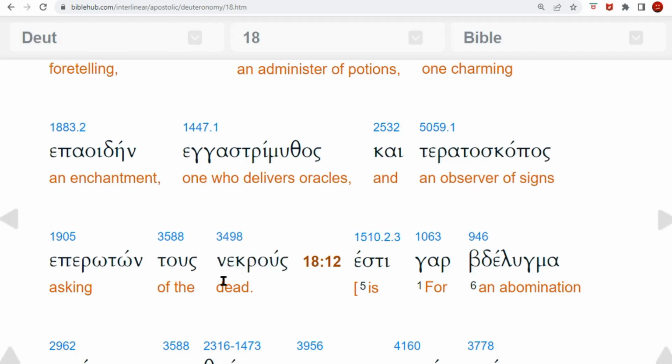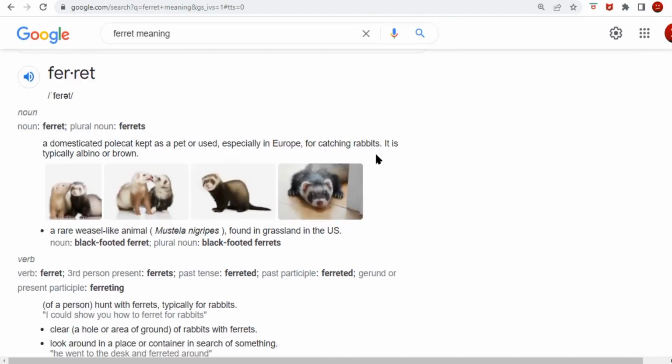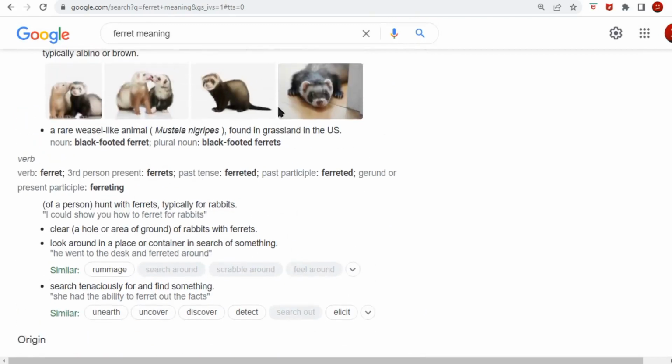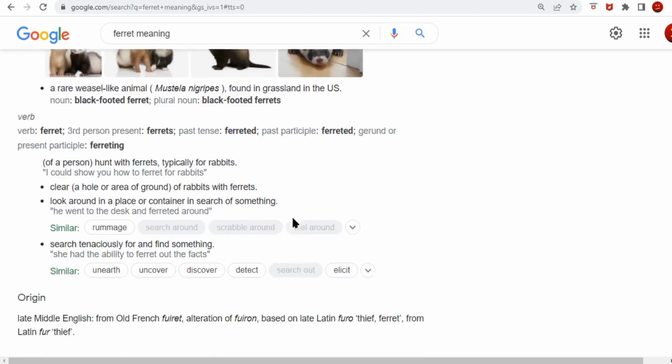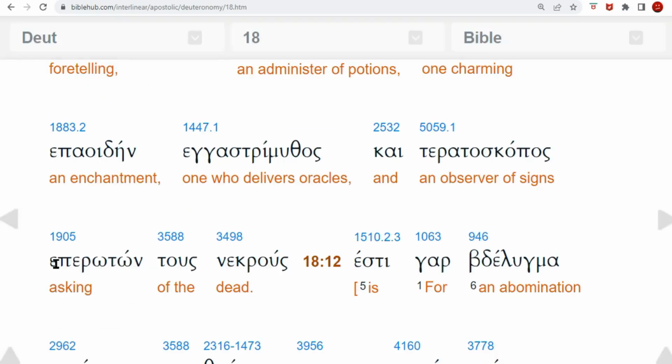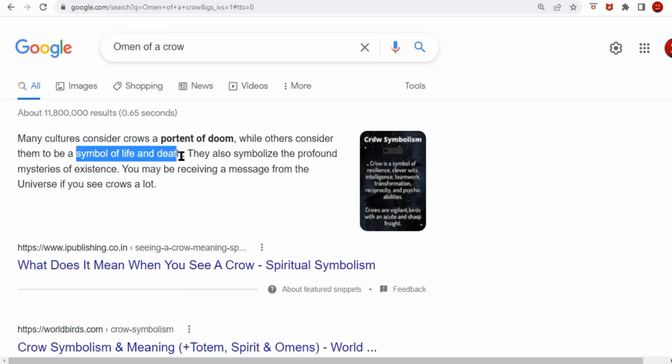If you read this necros because you don't know how to read this NE is a B, and it means in N-K-R-O-W-S, in crows. And so this ferret on, people used to hunt with ferrets. It's a ferret, and they use it for catching rabbits, but it's because they run in every crevice. They check every crevice. They don't leave nothing untouched. To ferret is to search tenaciously for and find something. To ferret. Asking. The ferret on to us in crows. To us is the symbol of life and death in crows.